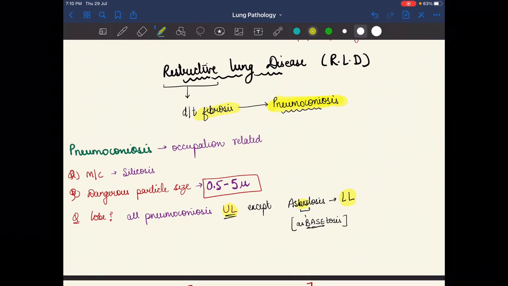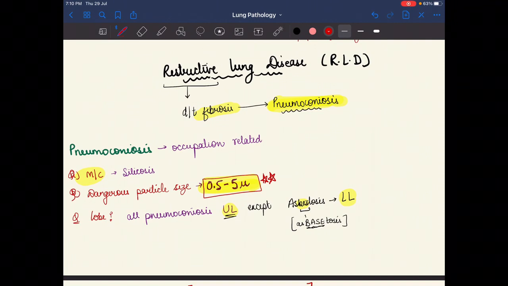Pneumoconiosis is an occupational disease, and the most common pneumoconiosis is silicosis, and the dangerous particle size which causes pneumoconiosis is 0.5 to 5 micron. Please remember this value, that the dangerous particle size is 0.5 to 5 micron.